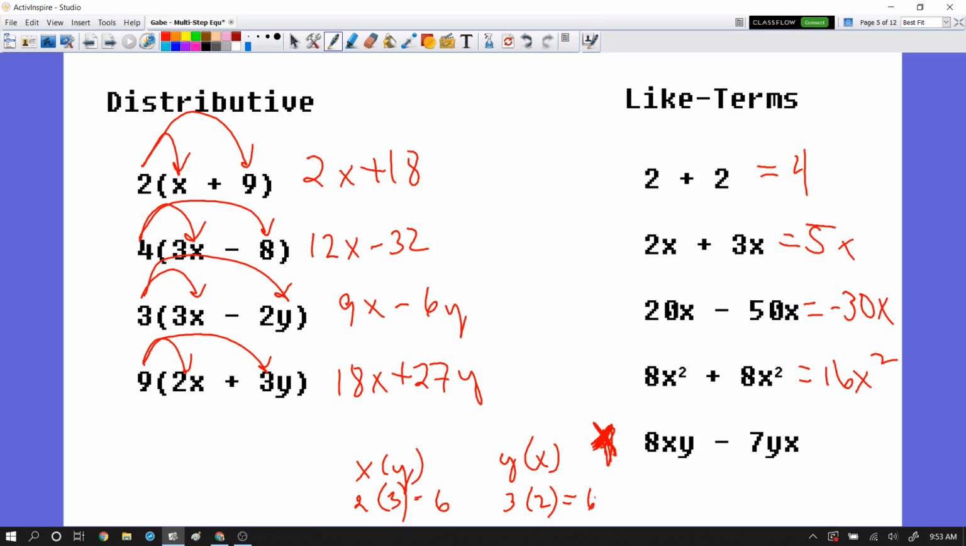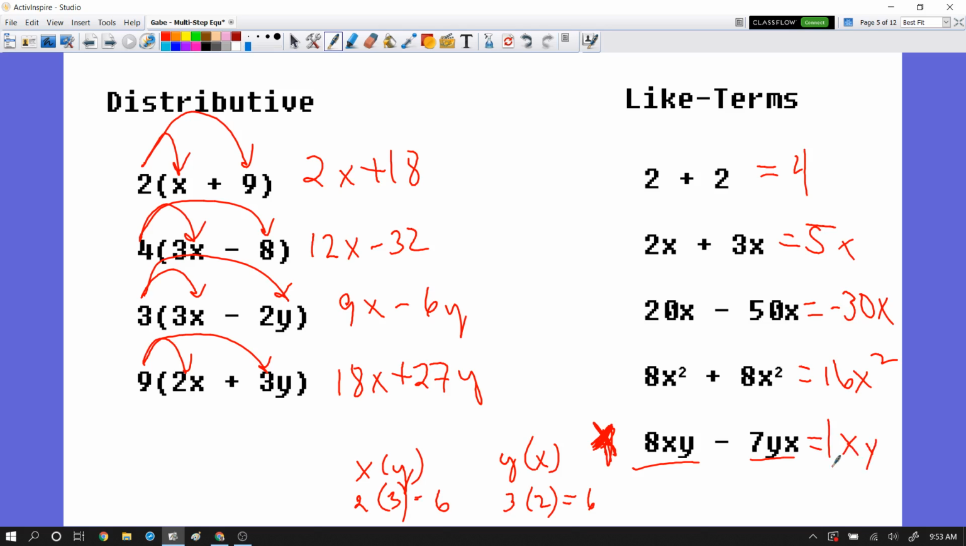Like a times b times c is going to equal the same thing as b times c times a. So these are still considered like terms. They are a number followed by the same letters. So 8xy's and you're taking away 7yx's is the same thing as saying 8xy minus 7xy, which would give you 1xy. If you want to put a 1 there, that's cool.